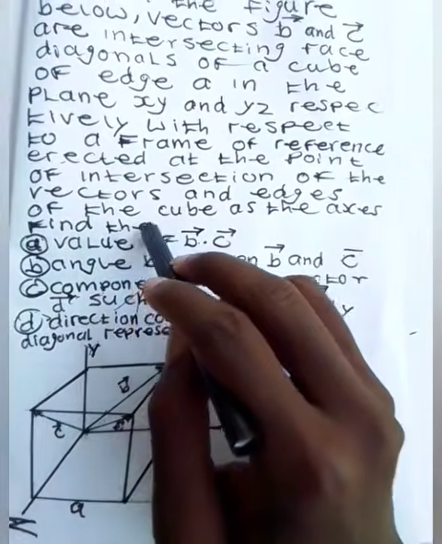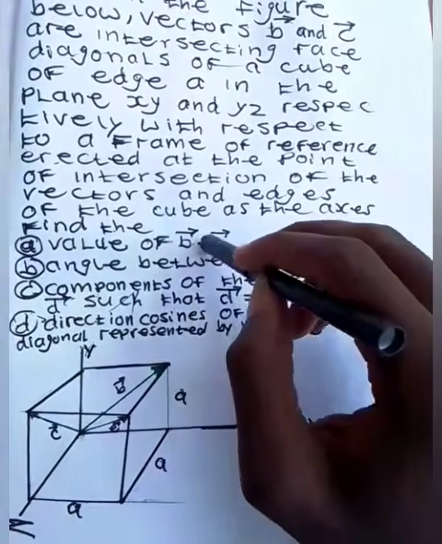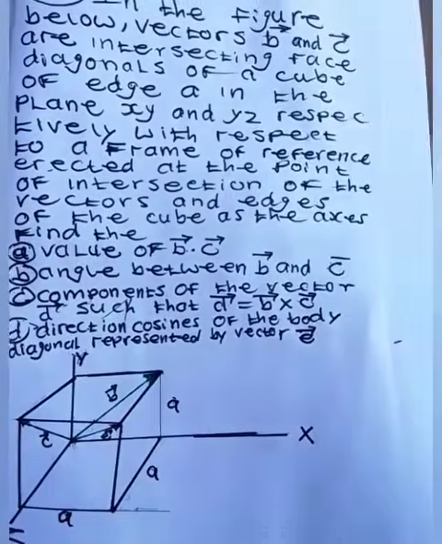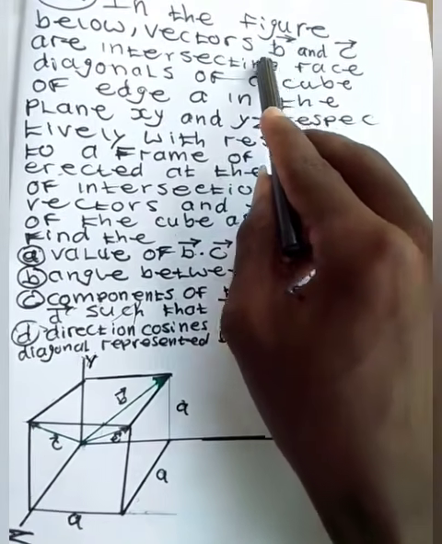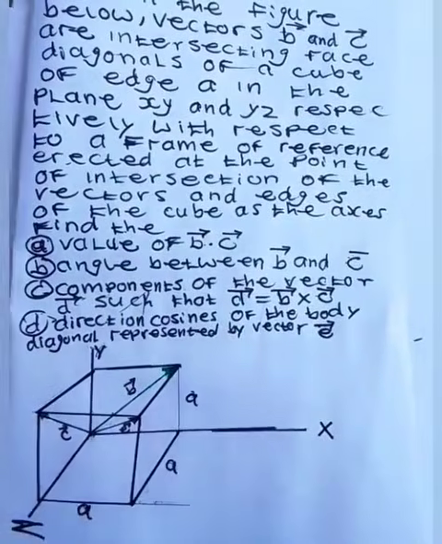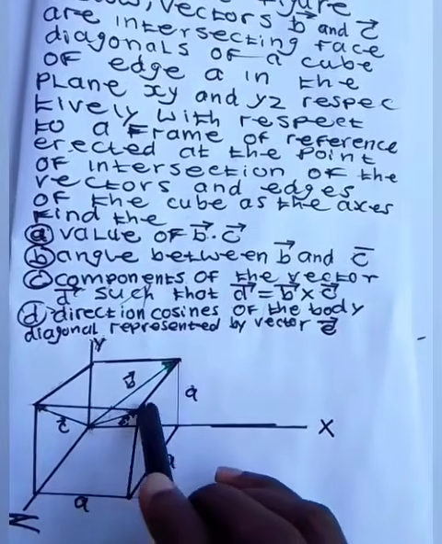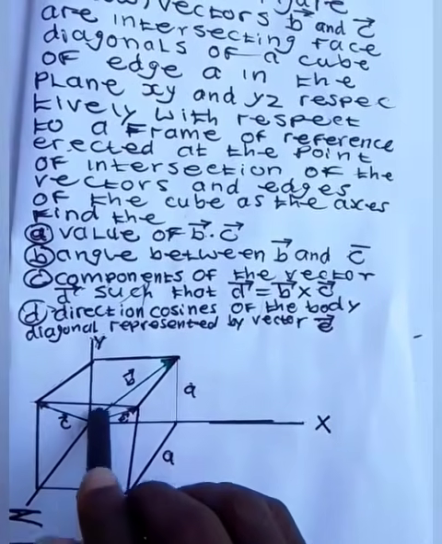Find the following: the value of vector B dot C. So listen, from here to, let me show you. All this statement here, they are just describing to you what is here. They are just telling you that there are these vectors. These vectors are diagonal. They are intersecting at this edge.